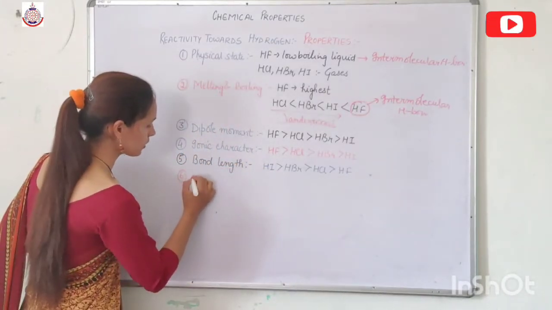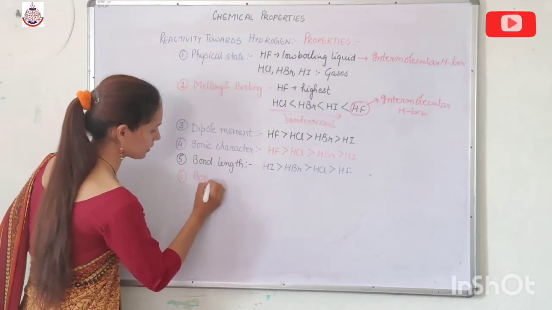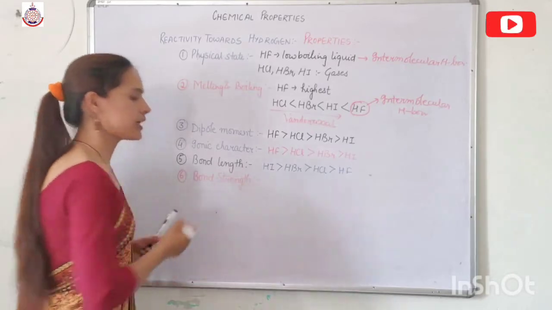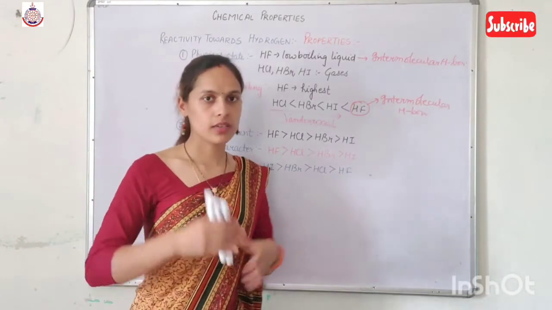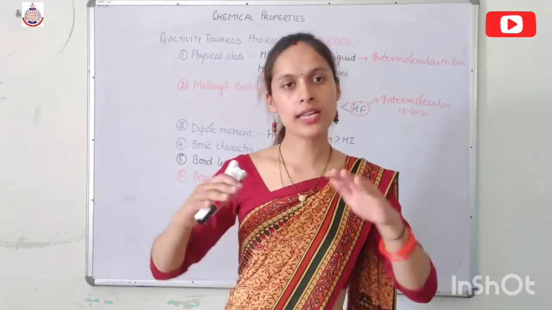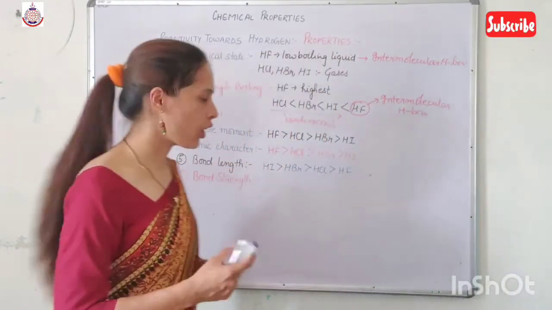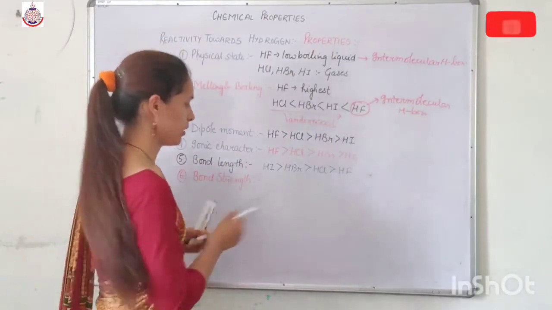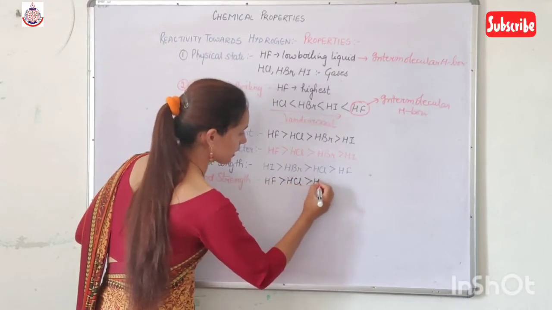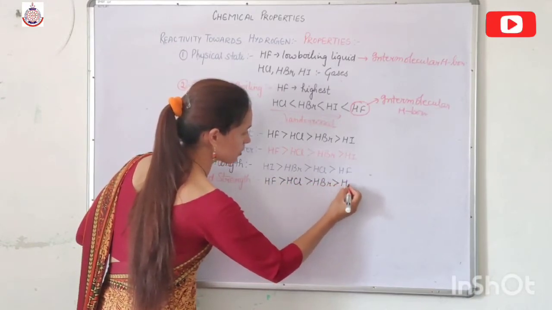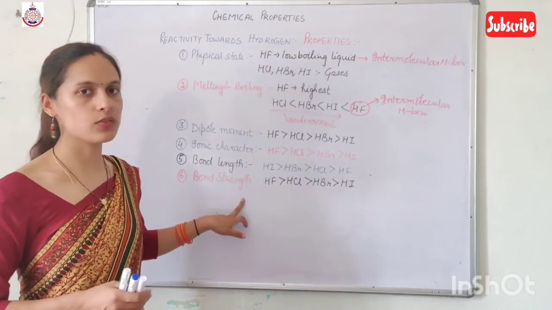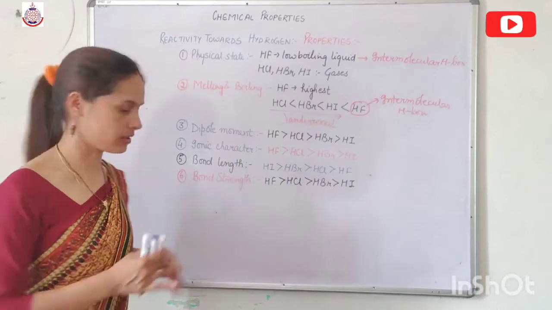Next, we will talk about bond strength. Bond strength is inversely related to bond length. It means the greater the bond length, the lesser the strength; the smaller the bond length, the greater the strength. So the order is the reverse of this order, that is HF, HCl, HBr and HI. The order is like this because bond strength is inversely related to bond length.